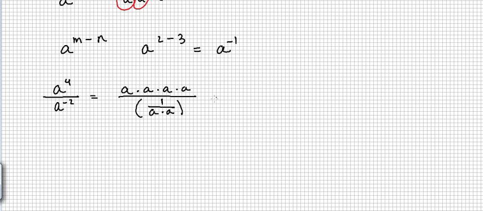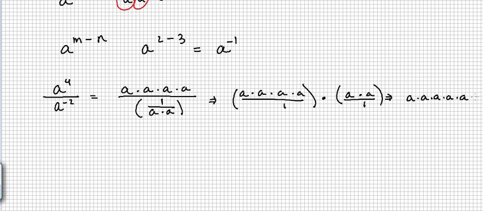Now this is being divided, and when we're dividing something, we have to make sure that we have two fractions over each other. So this part stays the same. It stays as a times a times a times a over 1. And this is going to get multiplied by its reciprocal, which is just a times a over 1. So when we do that, we get a times a times a times a times a times a. And they're over 1 if we want to do that, but anything over 1 is just itself.